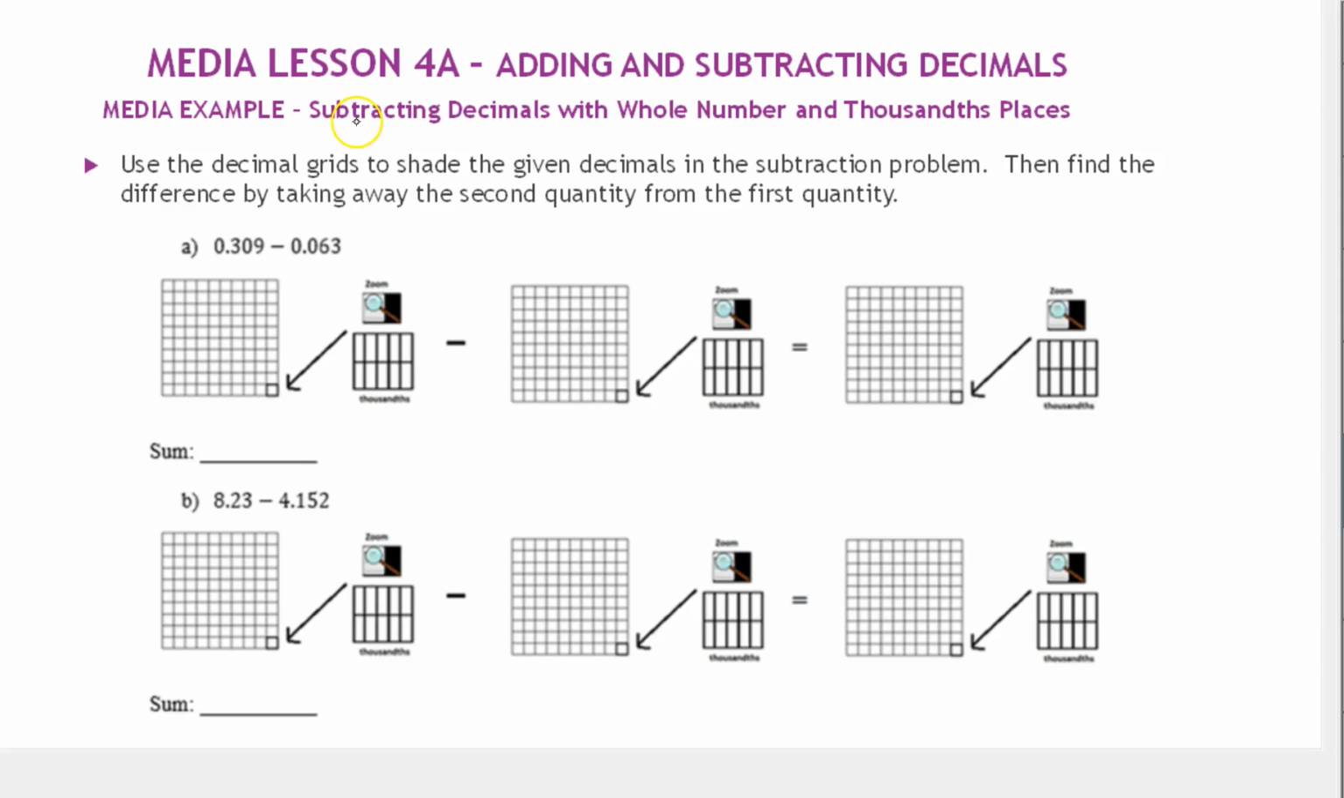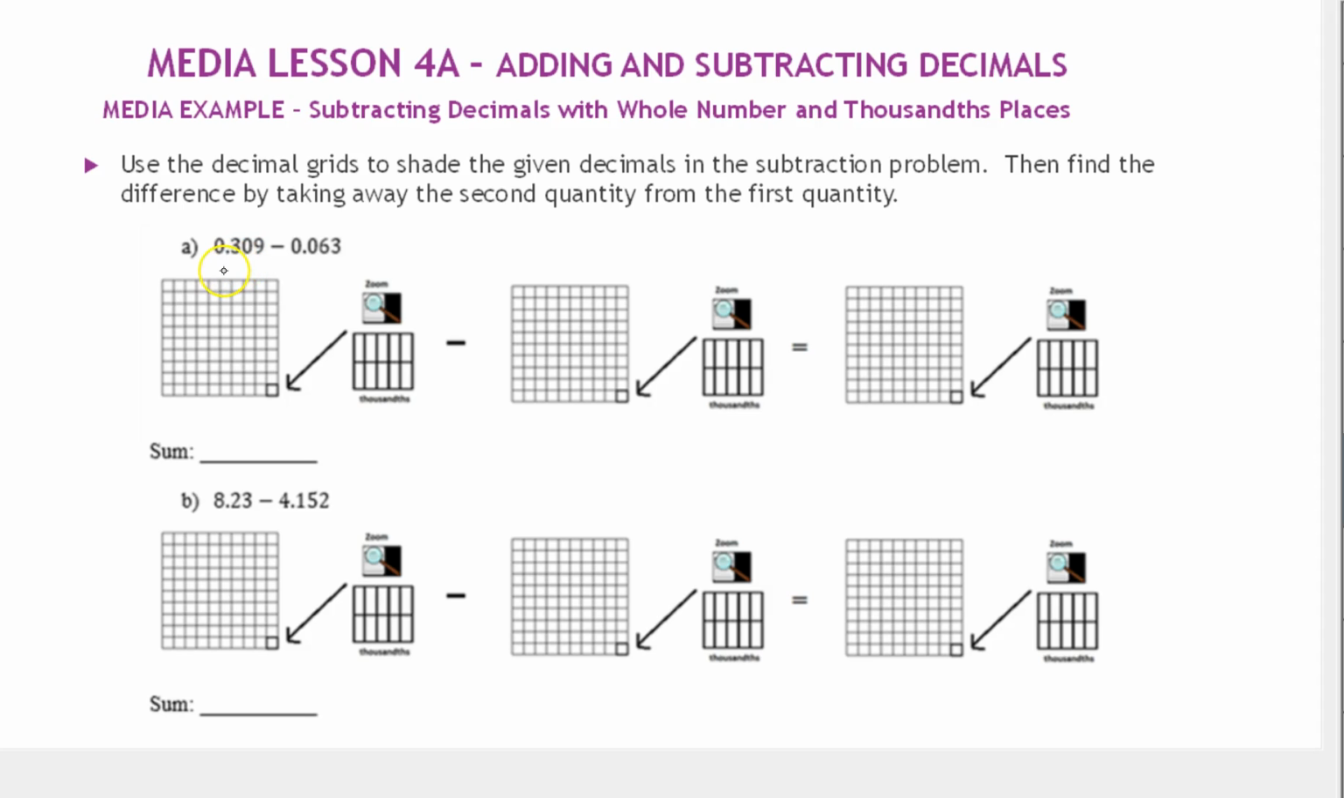In this video, we're going to look at examples of subtracting decimals with whole number and thousands place using decimal grids. So use the decimal grids to shade the given decimals in the subtraction problem. Then find the difference by taking away the second quantity from the first quantity. So let's look at the first example.